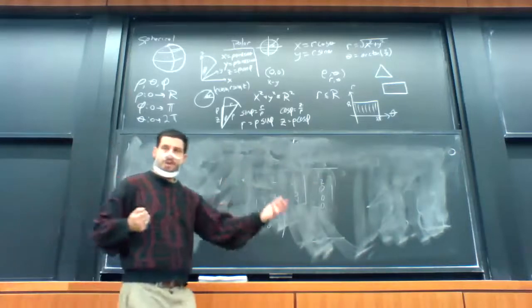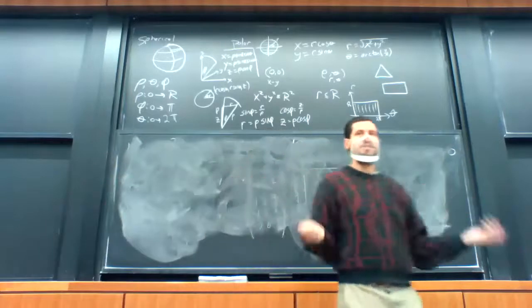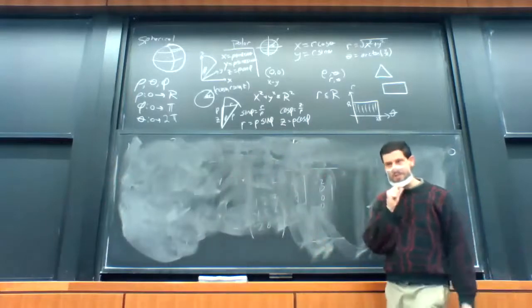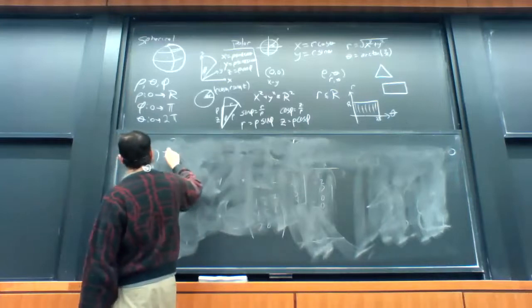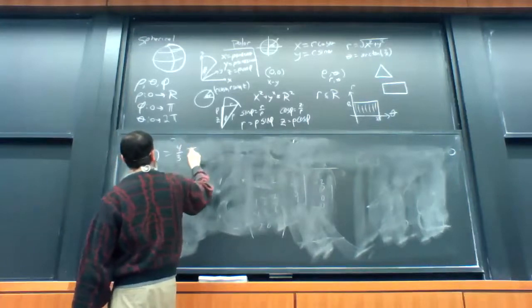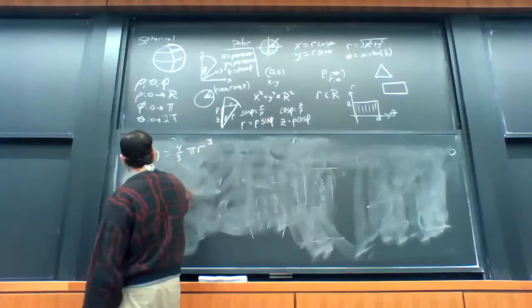So if I triple the radius, the volume should go by a factor of 27. If I double, it should go by a factor of 8. So the volume is 4/3 pi r cubed.